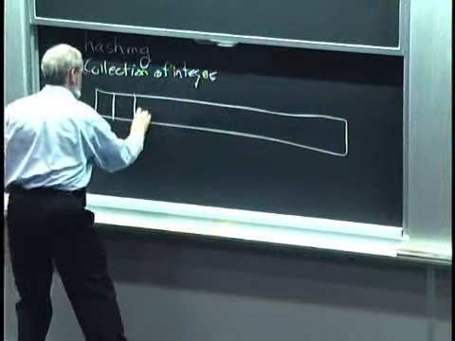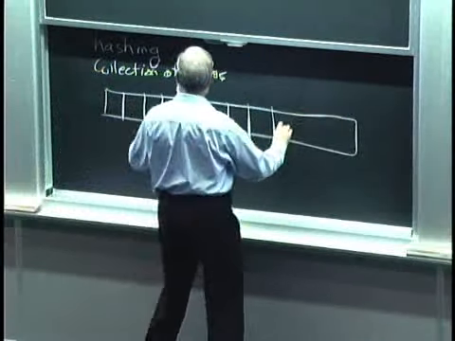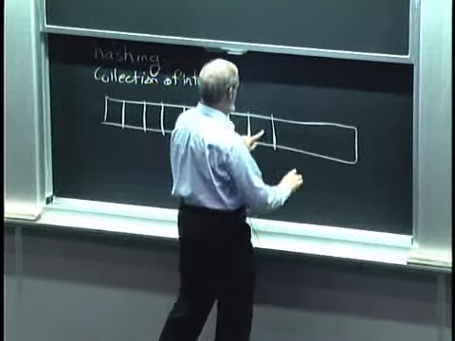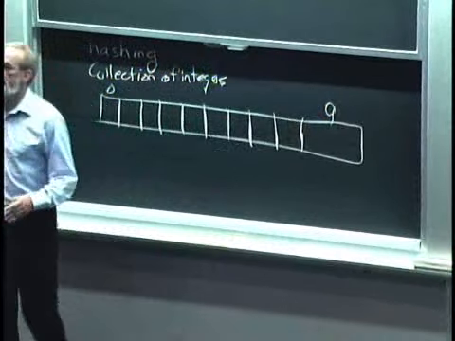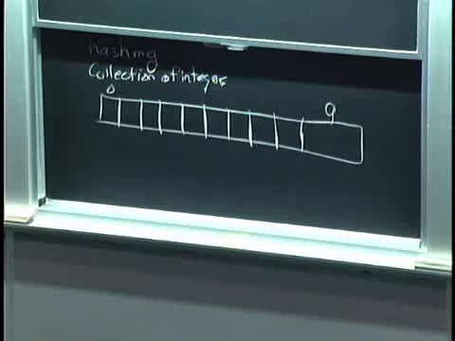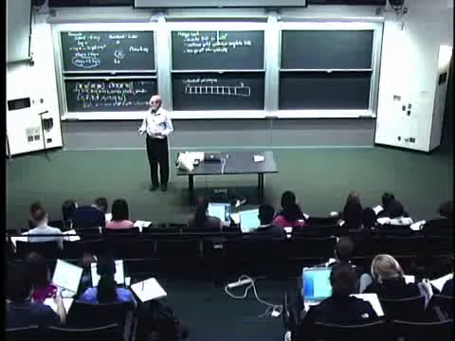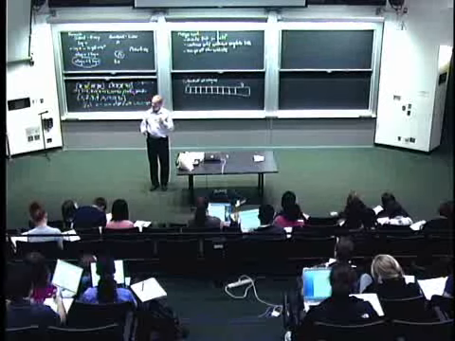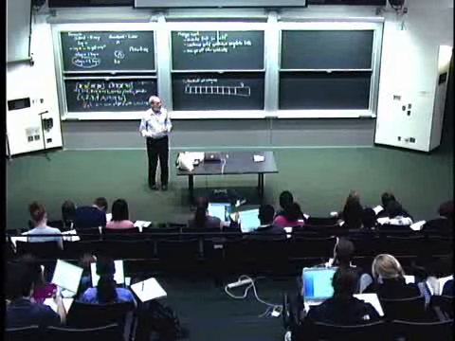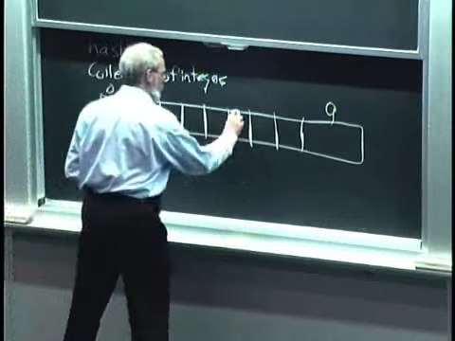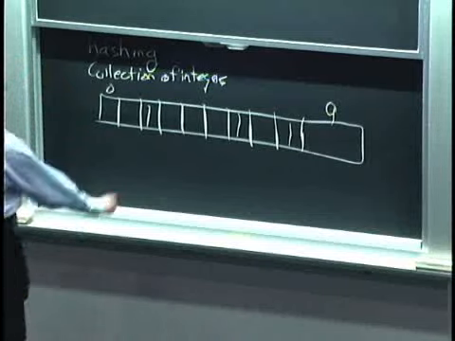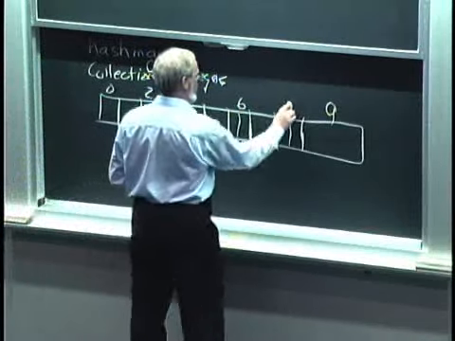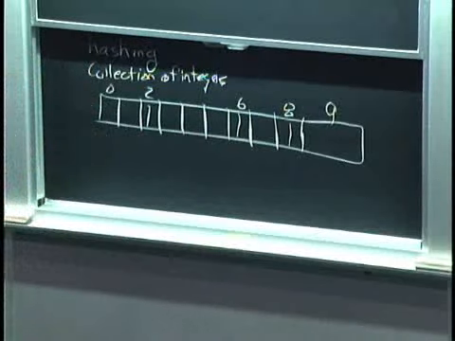I can build a list with spots for all of those elements: 0, 1, 2, 3, 4, 5, 6, 7, 8, 9. And then when I want to create my set, I could simply put a 1 everywhere that that integer falls. So if I wanted to represent, for example, the set 2, 6, and 8, I put a 1 in those slots. This seems a little weird, but bear with me for a second.